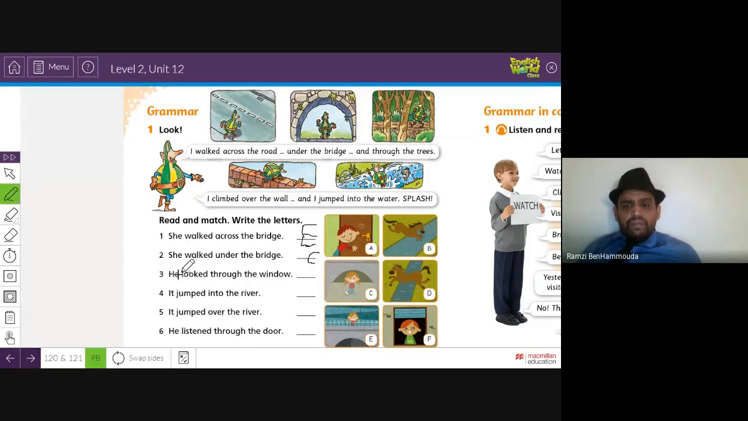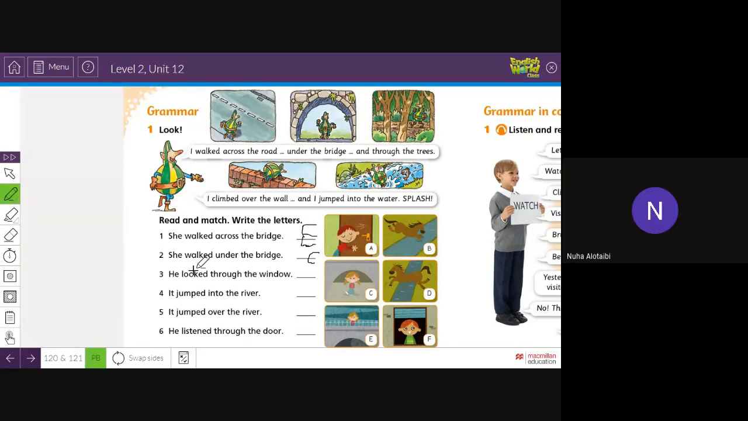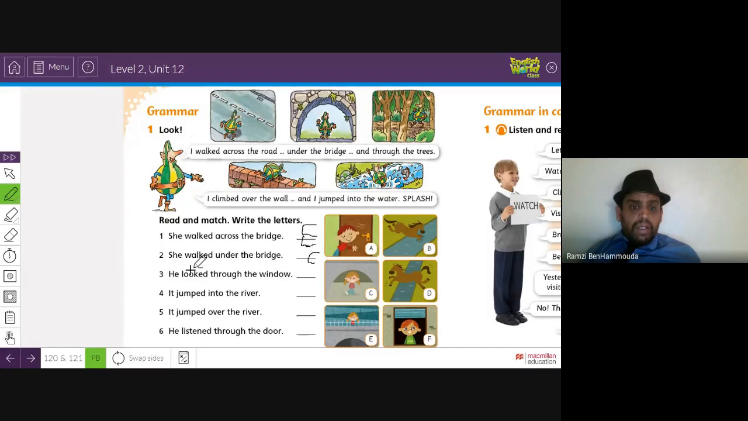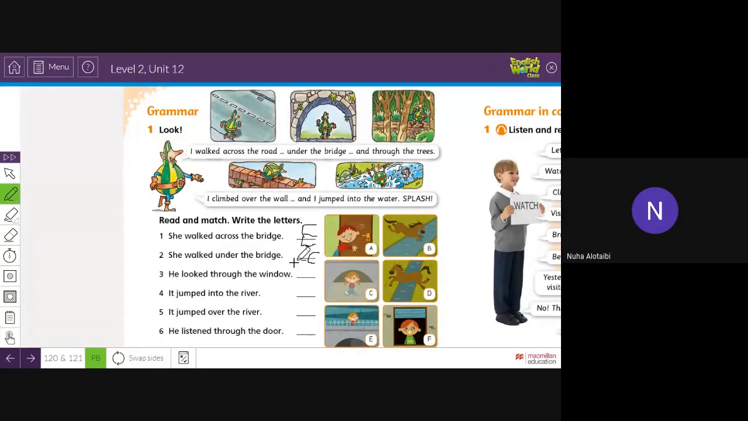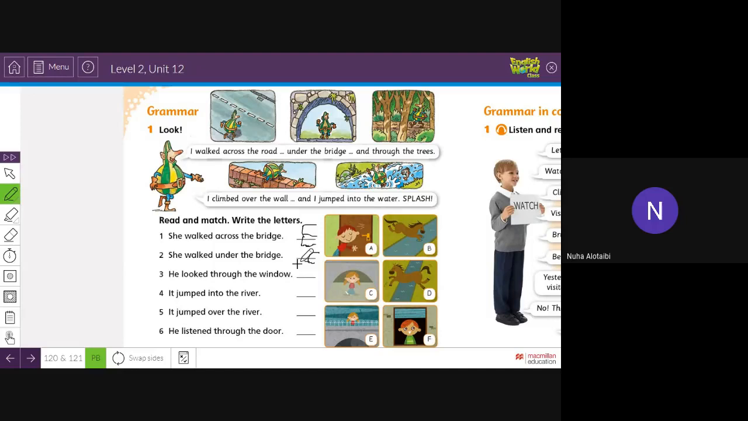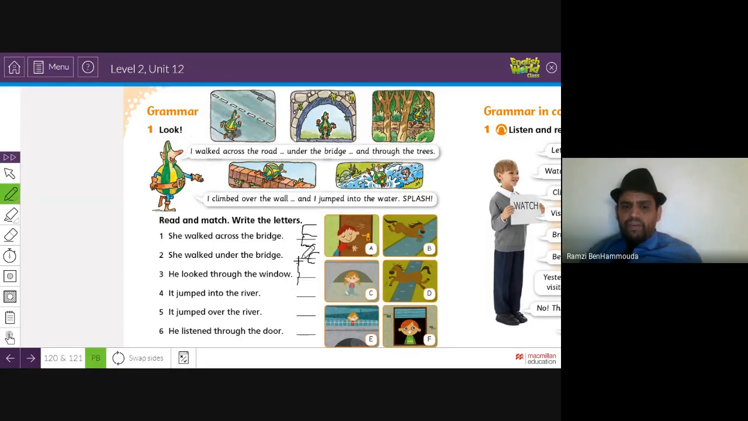Number three. Abdullah, number three. Okay. He looked through the window. Which picture, please? Yeah, he looked through the window. Which picture? F. F, thank you. Picture F.